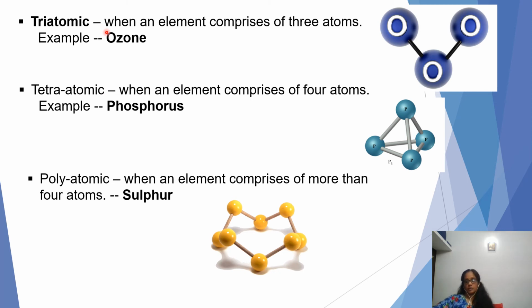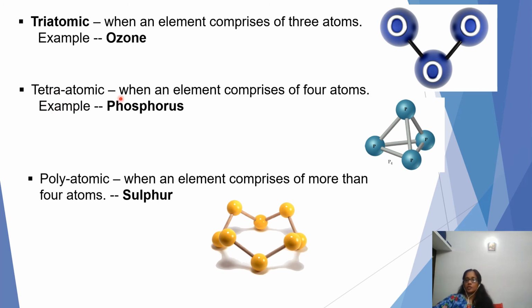Next is triatomic. Tri means three. Triatomic means an element comprises three atoms. Three atoms is called triatomic, two atoms is called diatomic, one atom is called monoatomic. Example, ozone. You know the ozone layer, the protective layer of the atmosphere. Ozone is actually O3. One oxygen atom has no existence, so oxygen combines with two more oxygen atoms like this, chemically combined with each other, and that molecule is called a triatomic molecule. The example is ozone. Many other examples also exist, but you have to study only this one, ozone.